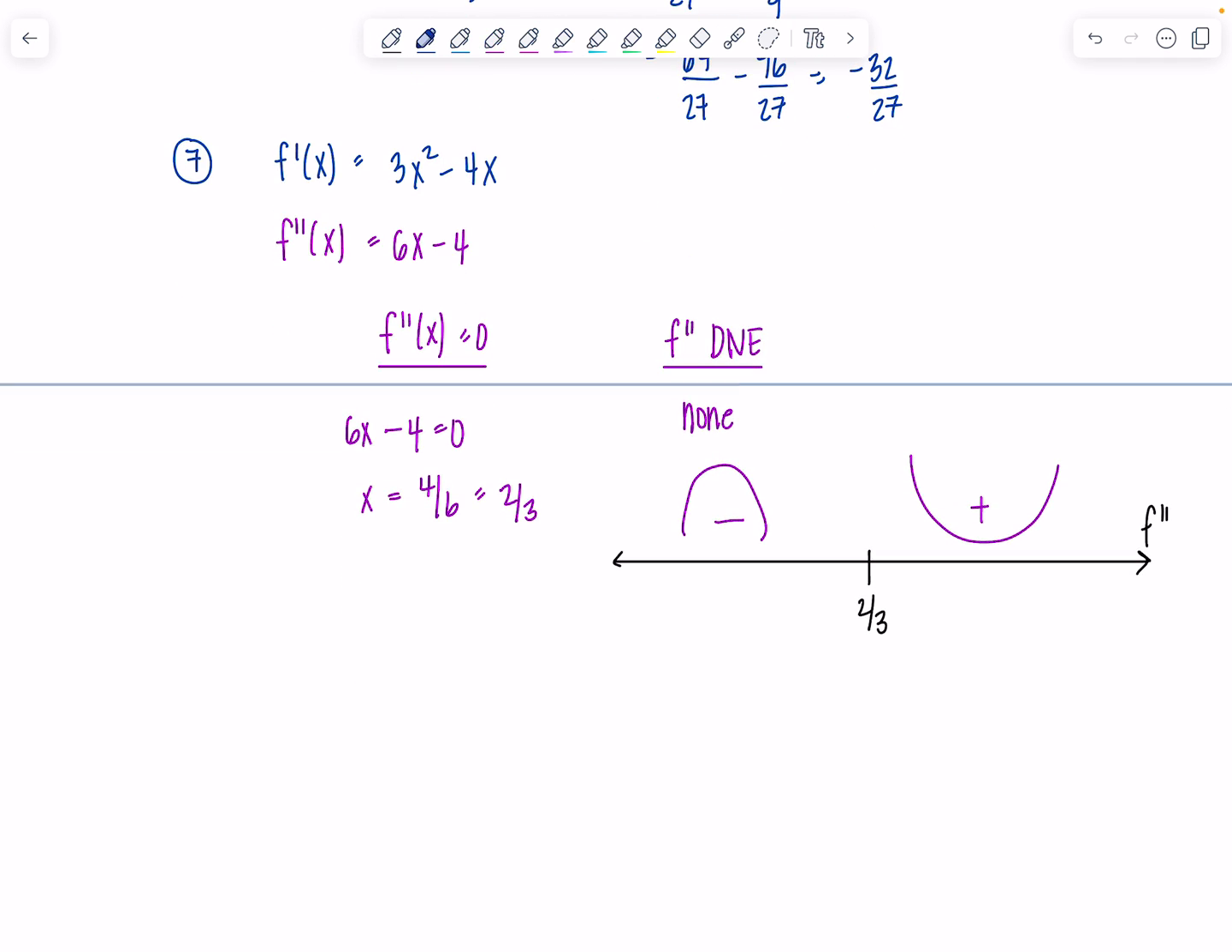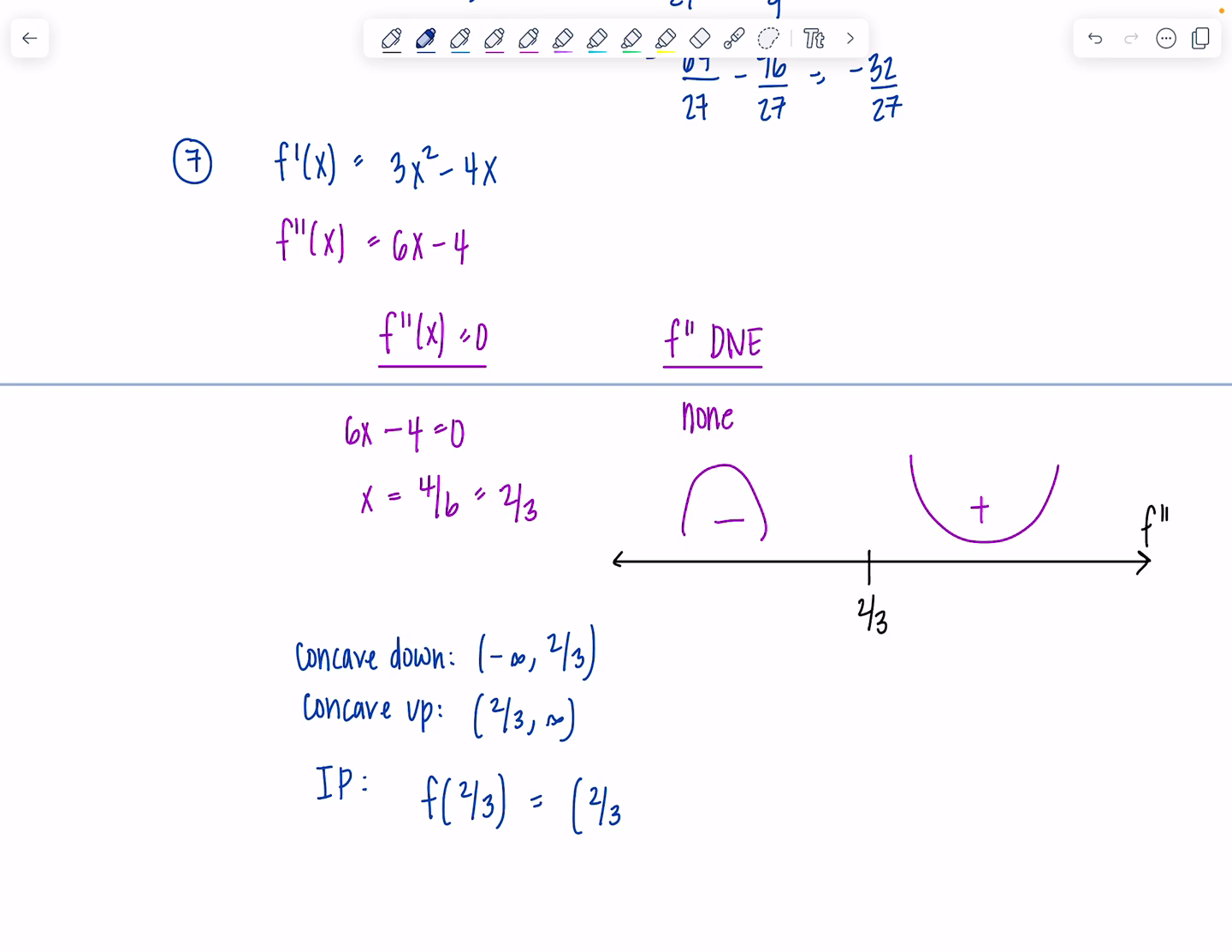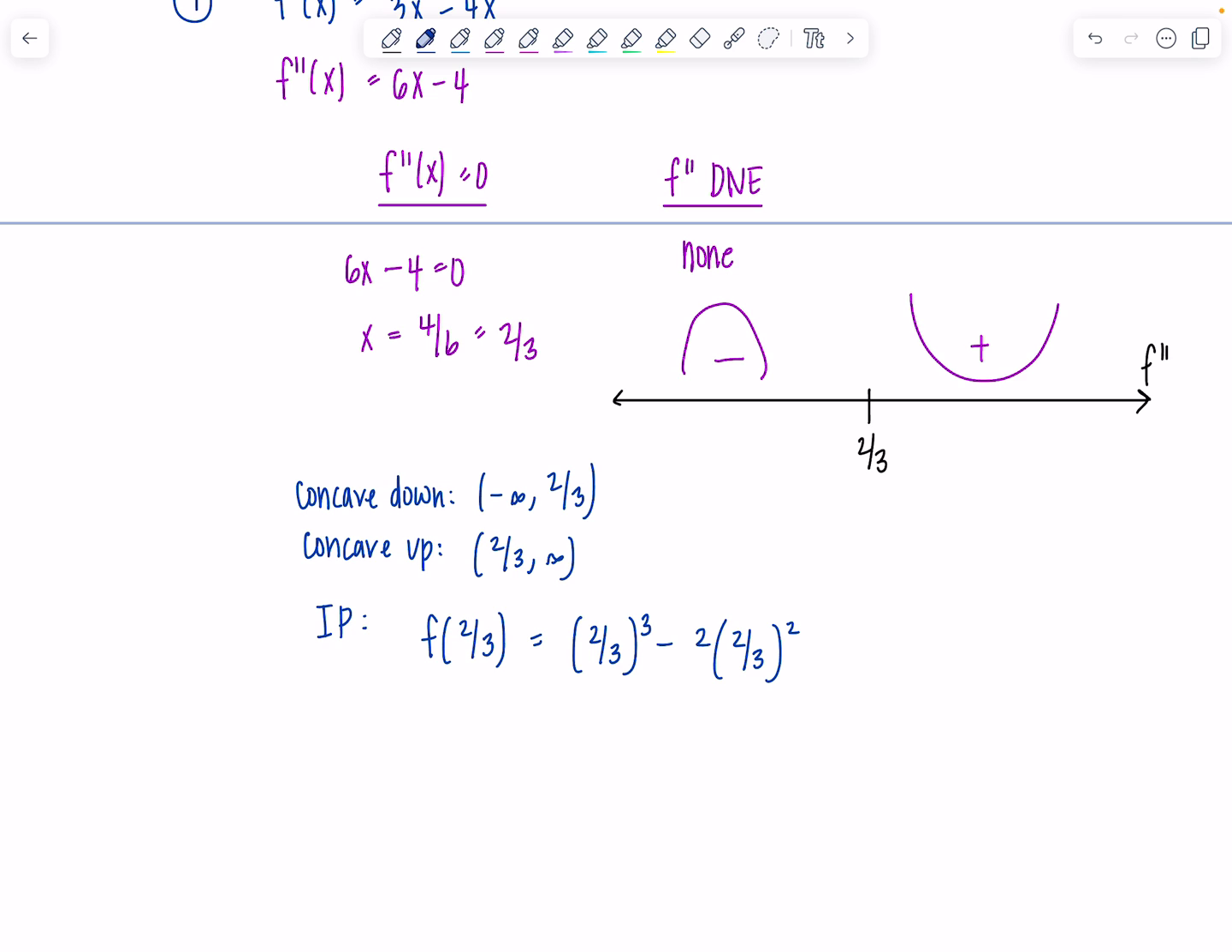So now we're ready to answer step 7. The graph is concave down from negative infinity to 2/3 and concave up from 2/3 to infinity. Very good. Do we have any inflection points? Yes, at 2/3. So f of 2/3 is going to be 2/3 cubed minus 2 times 2/3 squared. I'll give the exact answer and then a decimal approximation. So this is 8 over 27 minus 8 over 9. So times 3, that's 8 minus 24 over 27, which is negative 16 over 27.